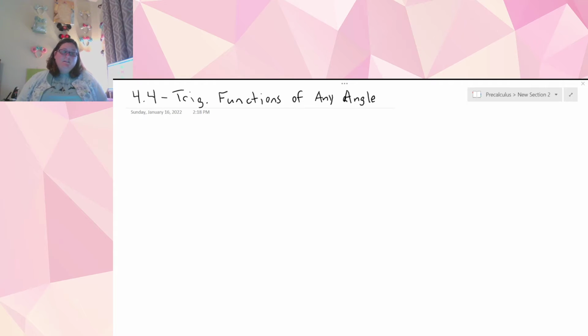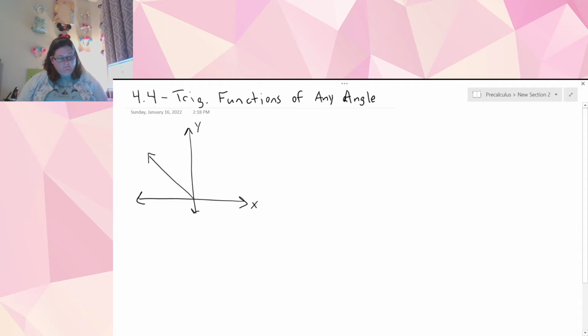Hello ladies and gentlemen, today we're going to be talking about finding trig functions of any angle. So first thing we're going to start off with is talking about how to find the value of trig functions given an ordered pair. So if I'm in the coordinate grid and I am given point P, we'll call it, and that point is (x, y), that point exists on a line that is my radius of a circle.